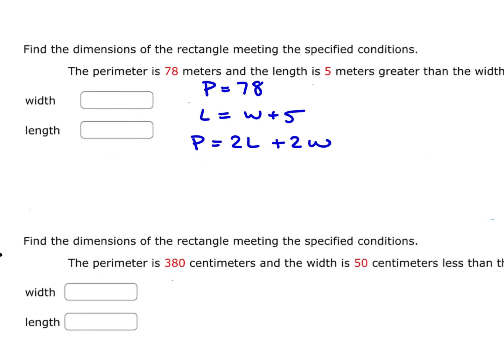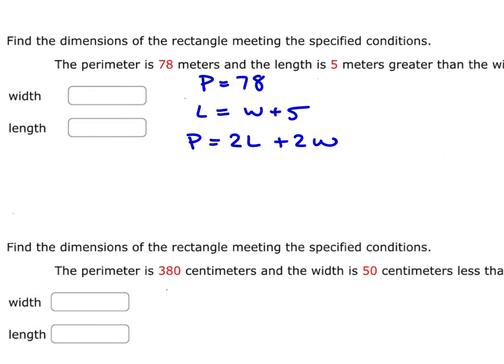So on the quiz, it'll give you these 3 equations. We're going to use it to solve. So we have to find the width and the length.